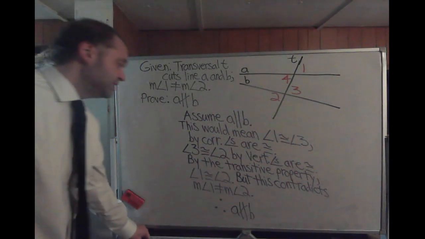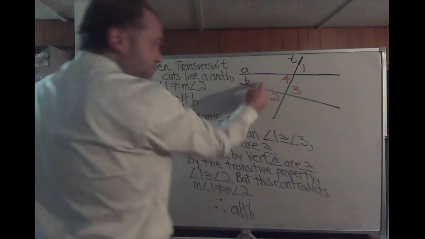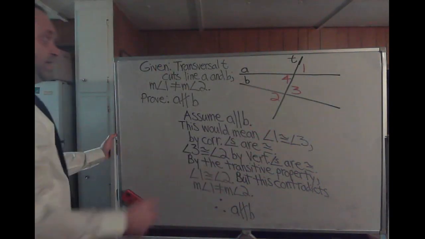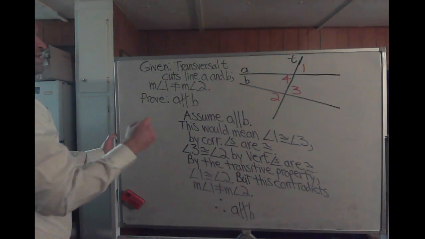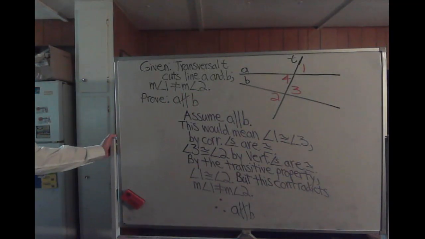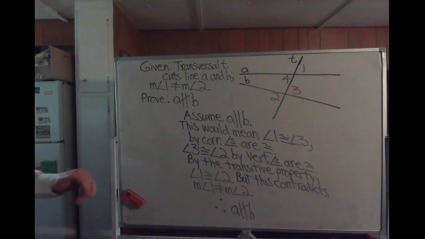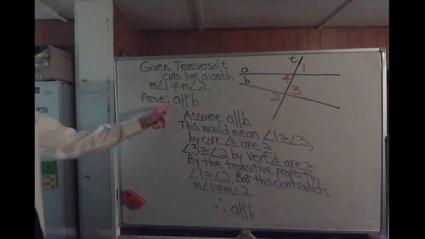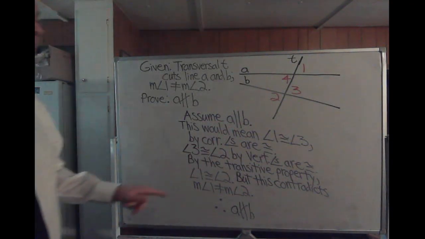So let's go through this indirect proof. We were given lines A and B, both cut by transversal T. That, of course, was in the given. We're also given that the measure of angle 1 does not equal the measure of angle 2. We're tasked with proving that A is not parallel to B. So you start by assuming the opposite of what you set out to prove. Assume that A is parallel to B.